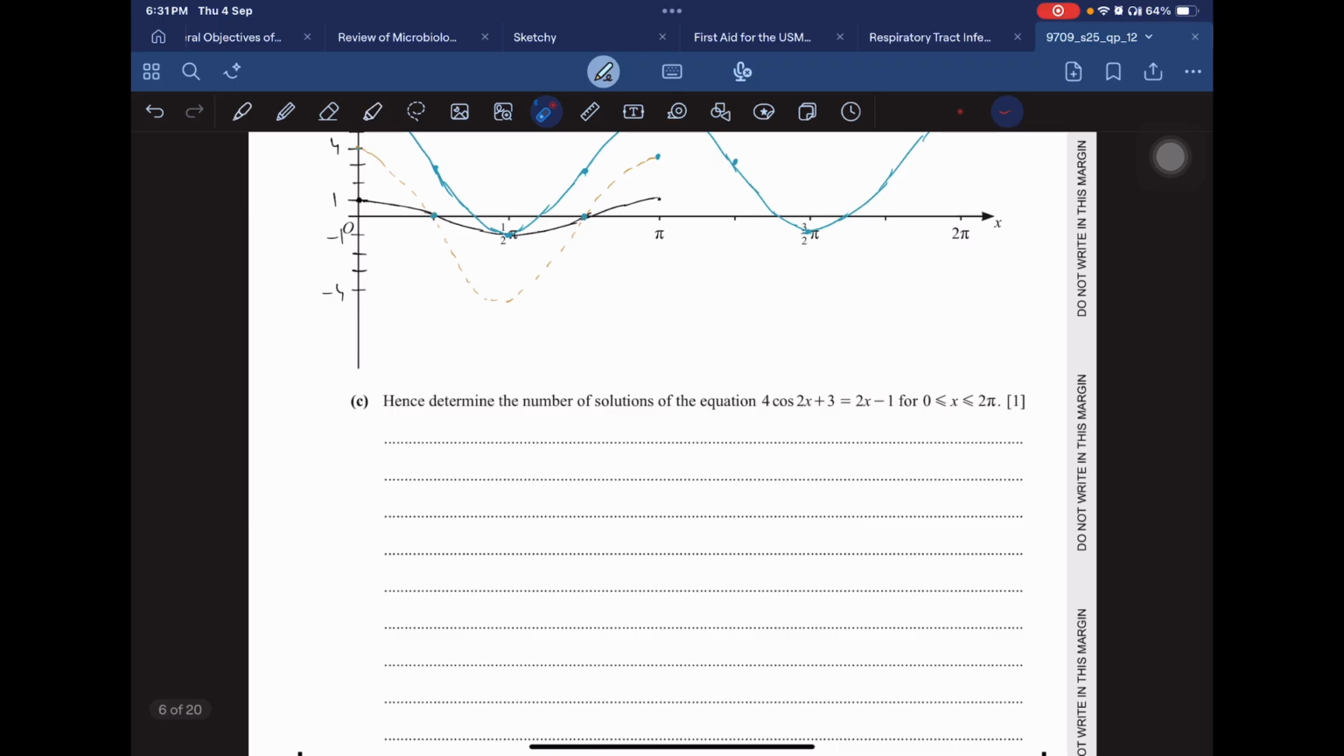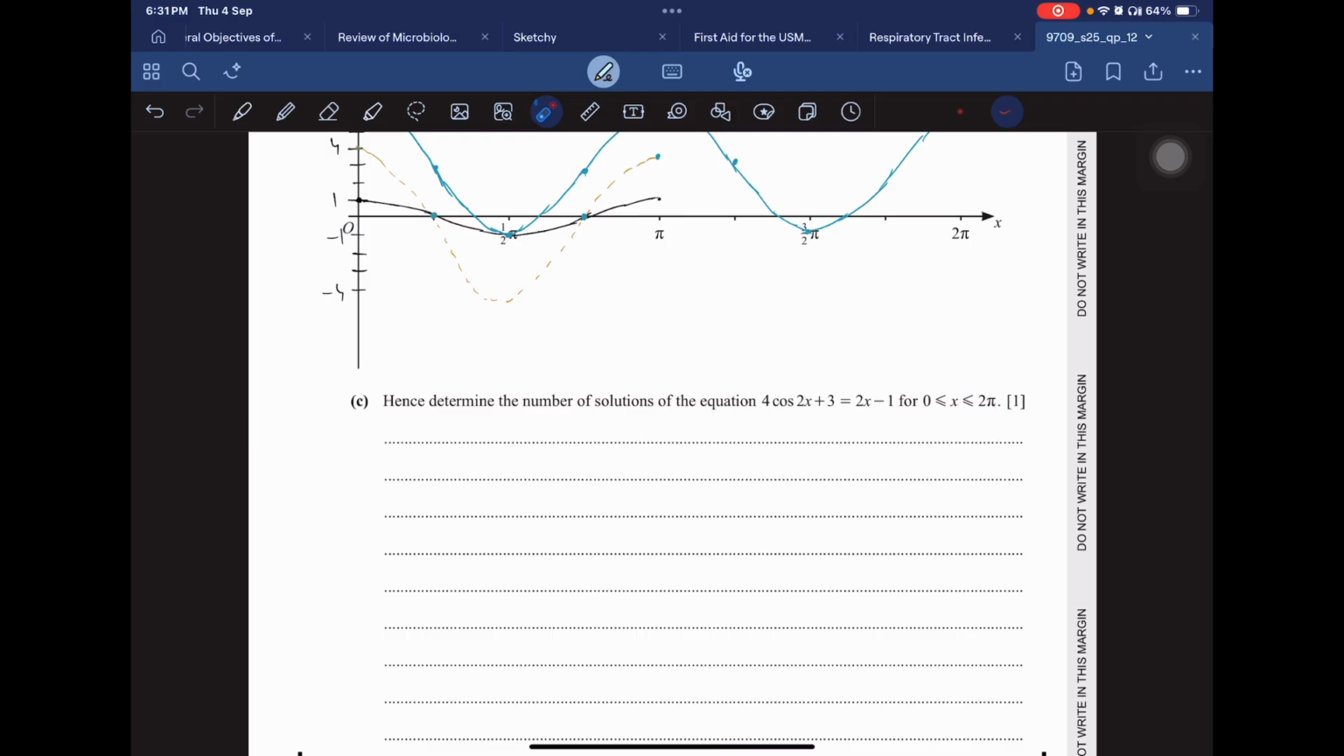Next part, hence determine the number of solutions of the equation 4 cos 2x plus 3 equals 2x minus 1. So we have already drawn this graph for 4 cos 2x plus 3. They're asking for the number of solutions when it's equated with this line. Graphically, the number of solutions means how many times the line and the curve intersect.